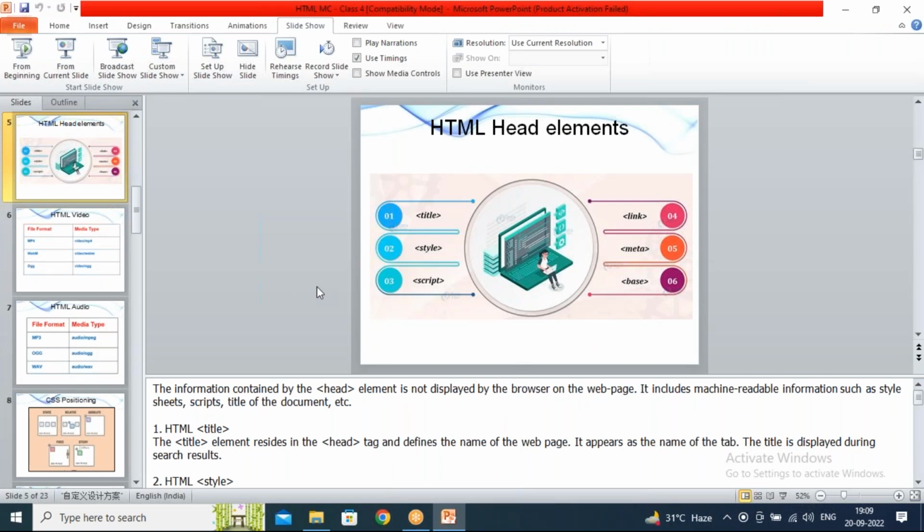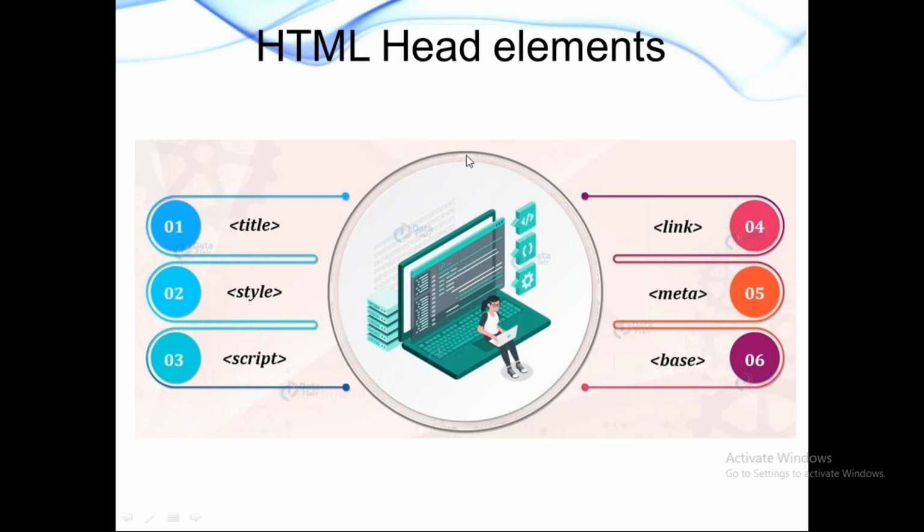Okay, so when you look at the HTML head elements, in the HTML head, you can specify the title for your web page. You can specify the style sheet rules. You can write the JavaScript code, script tag, and then the link. That is when you want to link to an external style sheet, you can give the link, and then the meta tag to describe the web page, and base. So these are the 6 tags that can be given within the HTML head.